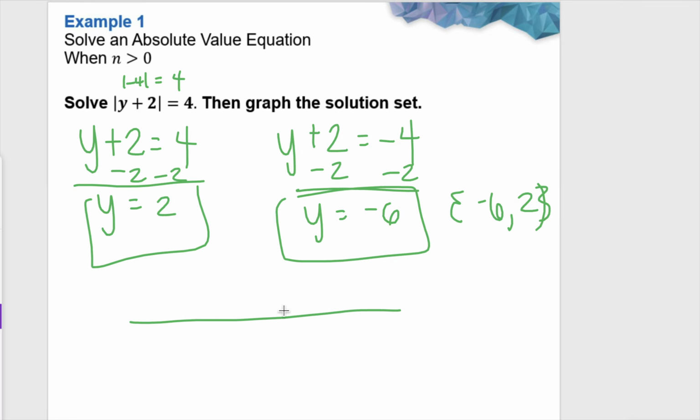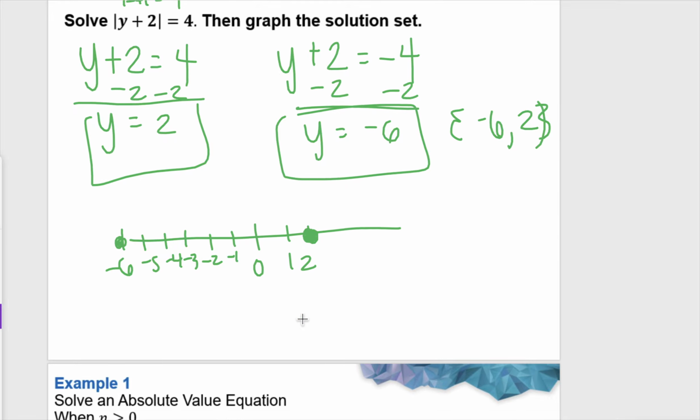It also says to graph it. You can do a basic graph here, or basic number line. Here's 0, 1, and 2. Negative 1, negative 2, negative 3, negative 4, negative 5, negative 6. So we got negative 6 here, and then positive 2 here. That would be the only way that you would have to graph it for that, okay?